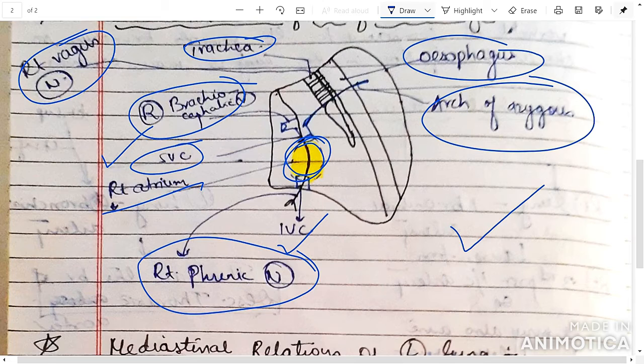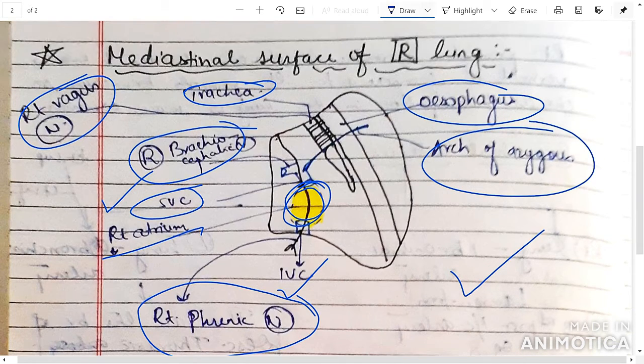So onto the mediastinal surface of which lung? Of the right lung, we can see a groove for the esophagus, we can see the arch of esophagus, and the arch of esophagus we have also seen with the relation of the root of the right lung in our previous video. So we can see the esophagus, we can see the arch of esophagus. In the trachea we can see the right vagus, we can see the right brachiocephalic vein, we can see the superior vena cava and inferior vena cava, we can see the right atrium also, we can see the right vagus nerve, we can see the right phrenic nerve. Okay, so all these things can be seen on the mediastinal surface of the right lung.